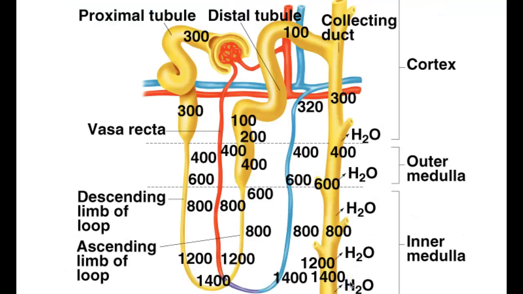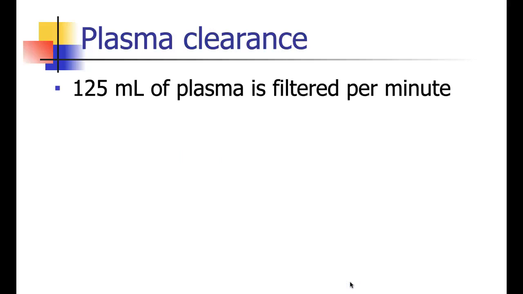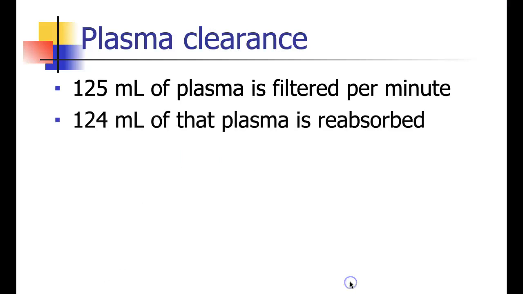So this is a review of the setup and concentration, and also the relationship between the tubules and the blood in the kidney. The next thing we're going to talk about is plasma clearance. You get about 125 milliliters of plasma filtered per minute, and 124 of that plasma is reabsorbed. So we reabsorb almost everything, which is a good thing because that way you don't have to drink quite so much water, right?